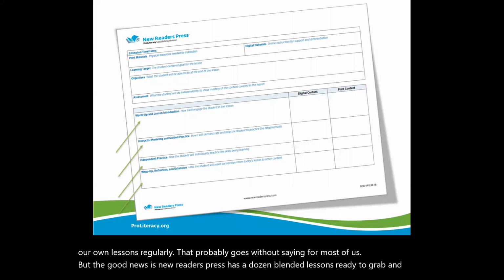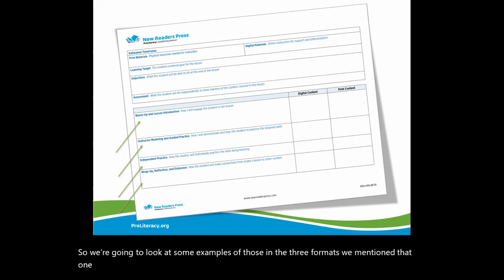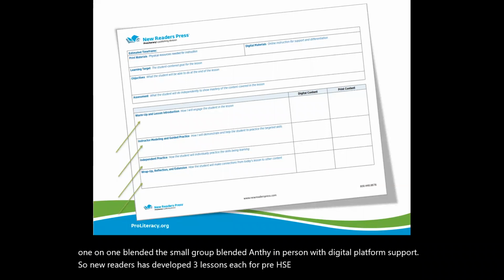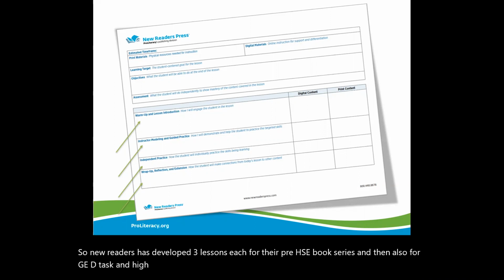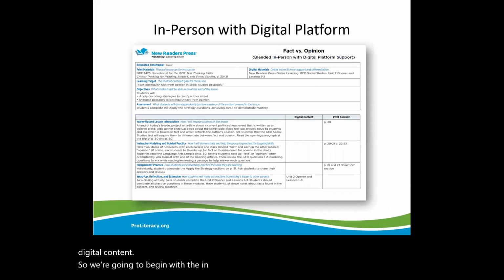So we're going to look at some examples of those in the three formats we mentioned, that one-on-one blended, the small group blended, and the in-person with digital platform support. So New Readers has developed 3 lessons each for their pre-HSE book series, and then also for GED, TASK, and HiSET Score Boost series, and includes the online learning courses for each as the digital content. So we're going to begin with the in-person digital platform. So we'll use this as our example.